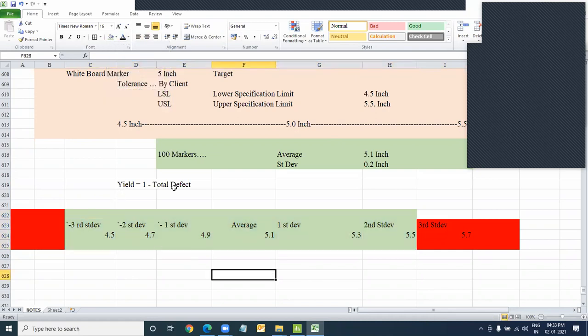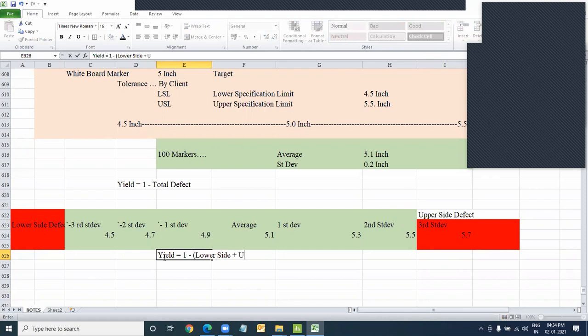So one minus the total defect, which is this side defect. I will say this lower side defect towards the lower side, and this one is the upper side defect. If I add these two defects, that's my defect only. Less than 4.5, more than 5.5. So yield will be 1 minus the sum of total lower side plus upper side defect. All I want to find out is how much is lower side defect, how much is upper side defect. I'll add them up and subtract from 1, which will give me the yield.